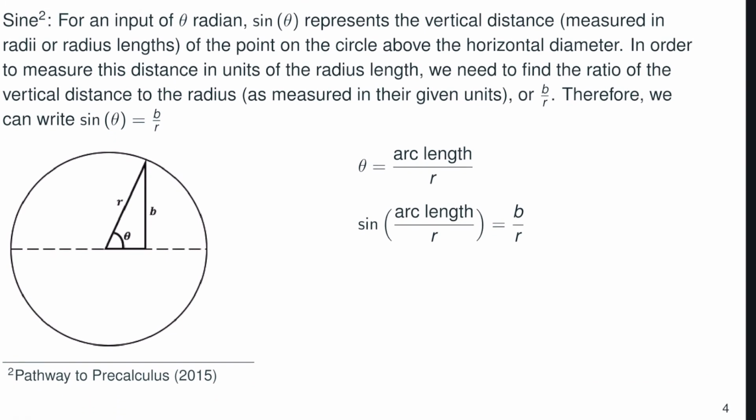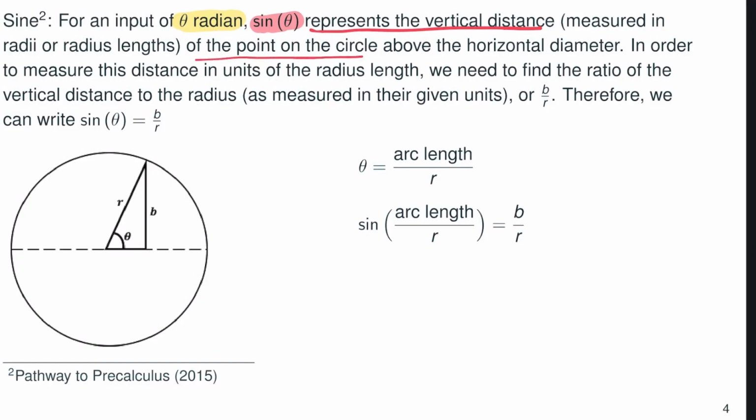So sine, again, input of angle in radian, and then sine of that angle represents the vertical distance, measured in radius length, of the point on the circle above the horizontal diameter. So measured in radius length is just like the radian. Radian is measured in radius length.